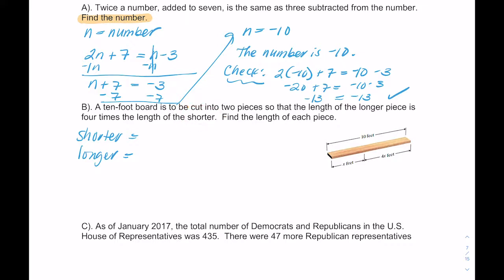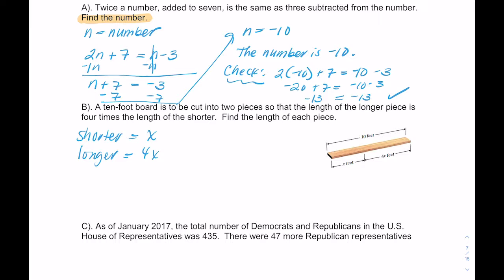Well, I don't know what the shorter length is, so I'm just going to call that x. I do know that the longer piece is, and is, remember, means equals, longer is 4 times that length. So whatever the length of the shorter is, the longer is 4 times it.